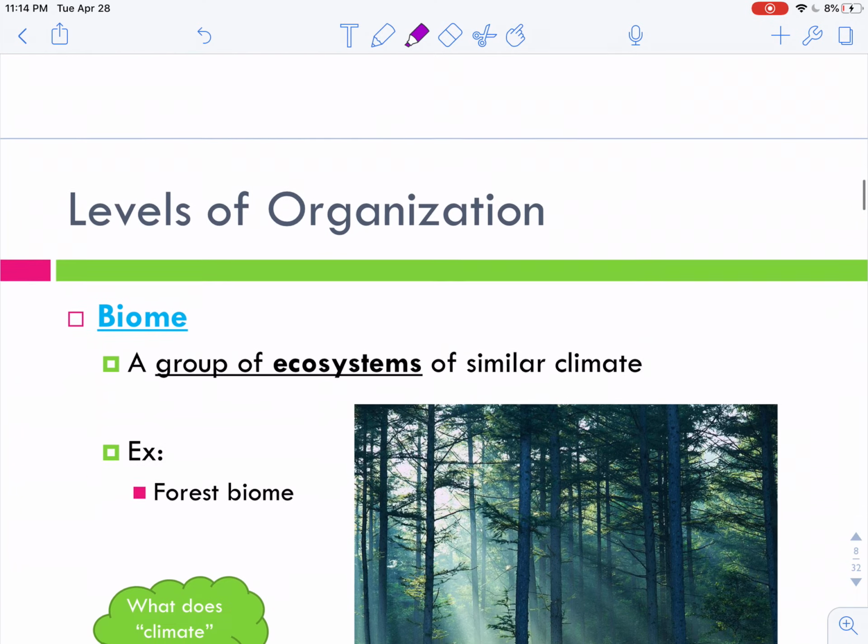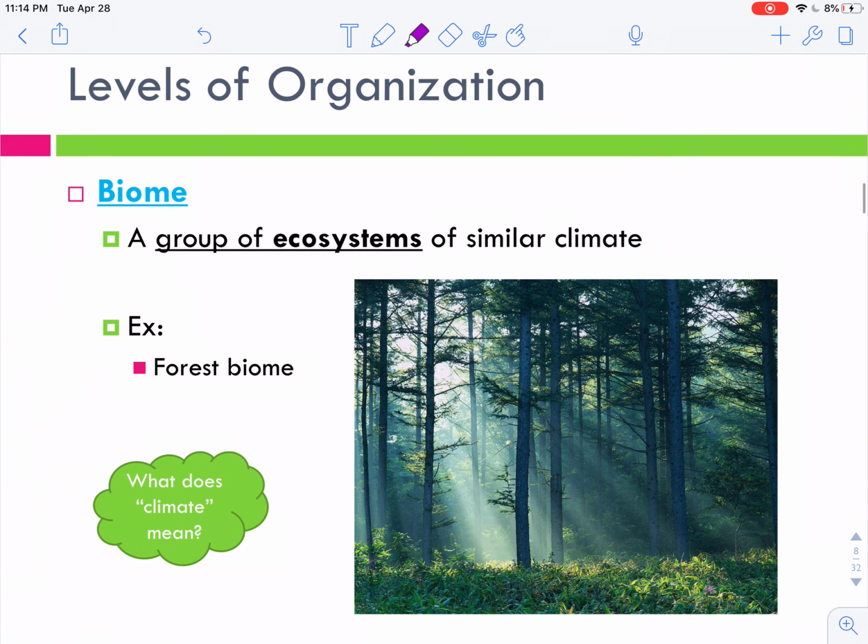Even more general, the word is biome. Now a biome is a group of ecosystems. So if you put many different ecosystems together, and when they have a similar climate, that is called a biome. Biomes have similar climate, and climate is really a good science word for weather. So that area has the same temperature, same amount of sunlight, same amount of rainfall. Those are the kinds of details that you think about when you say the word climate. So again, a biome is a group of ecosystems.